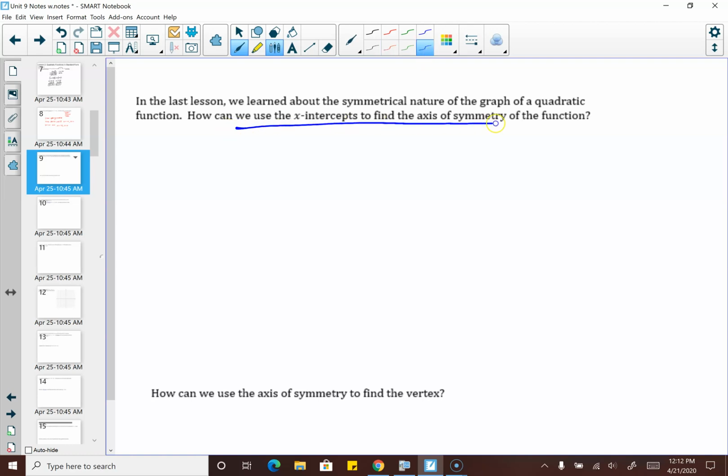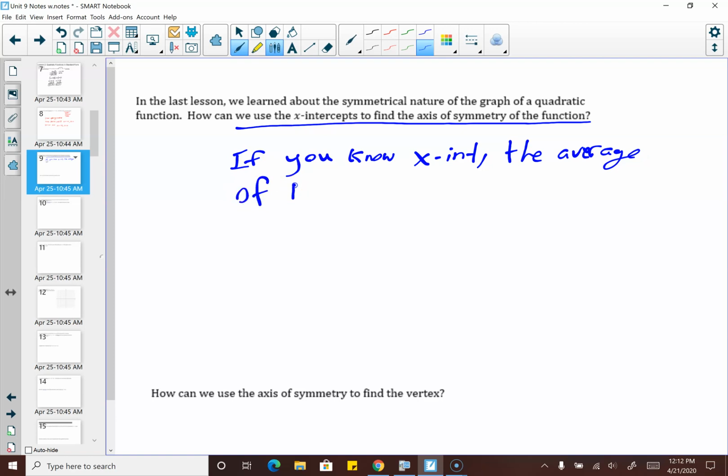We're going to take just a sentence of notes here. If you know the x-intercepts, the average of them is your axis of symmetry. So if you know your x-intercepts and you take the average of them, you'll find your axis of symmetry.